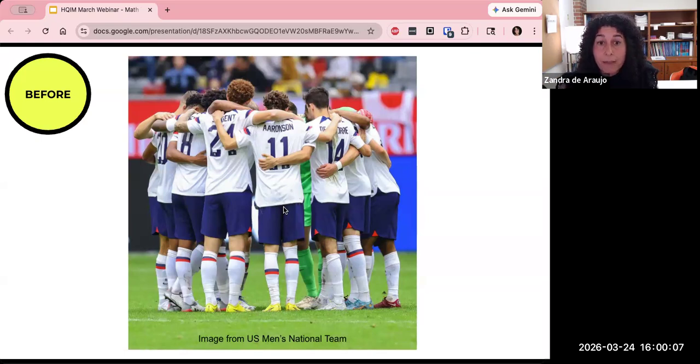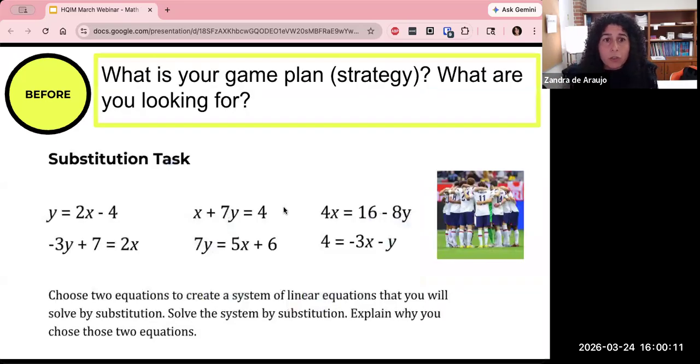They get some more math thinking out of it. So it's a good idea to just have them huddle up and say, okay, look at this problem. Like, talk about it. What's a game plan that you have? Like, you see this task, you're choosing two equations to make a system. Like, what's your strategy going to be? In this instance, like, what are you going to look for? If you're solving by substitution, maybe they would say, I'm going to look for one that has an X or a Y by itself, because that's going to make substitution easier in this instance, or something like that.